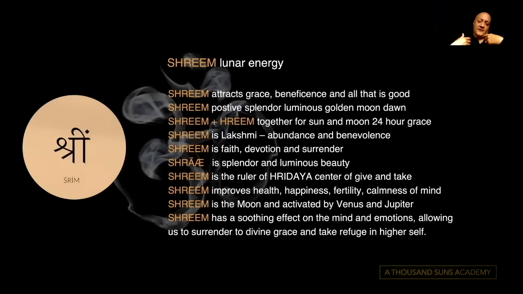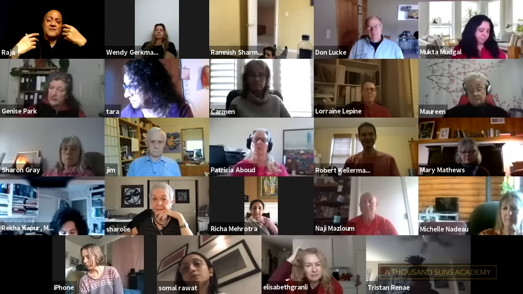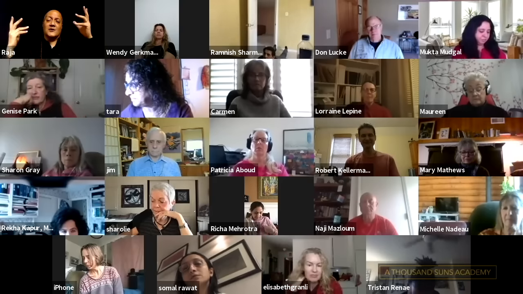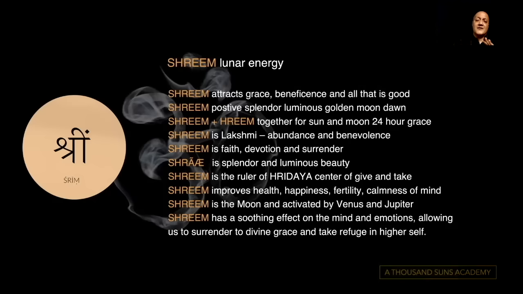Shrim, my favorite, my personal favorite. Shrim is lunar. It is the moon. Attracts grace, beneficence, and all that is good. Shrim is positive splendor, luminous golden moon, dawn. Shrim and Hrim go together for sun and moon, or new moon and full moon. So Shrim and Hrim go together.